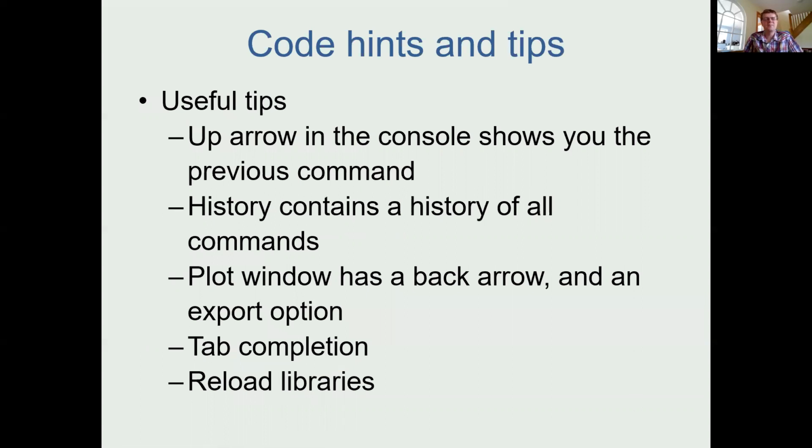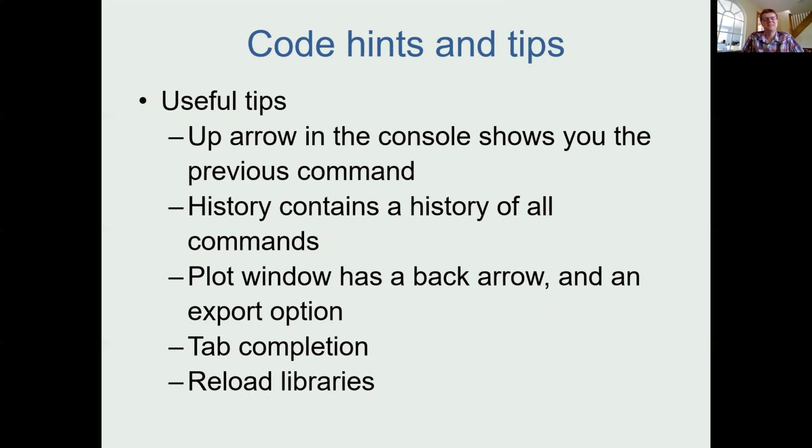Lastly, I just wanted to add a couple of useful hints and tips. If you're typing stuff in the console, if you press the up arrow on the keyboard, it will show you the previous command. There's a history tab that contains a history of all the commands you've typed, which sometimes can be quite useful. The plot window on the bottom right has a back arrow, so you can go back to previous plots if you want. And there's also an export option there, so you can click export and it'll save it as a file. There are other ways of saving maps as well, and we'll get to those later on.